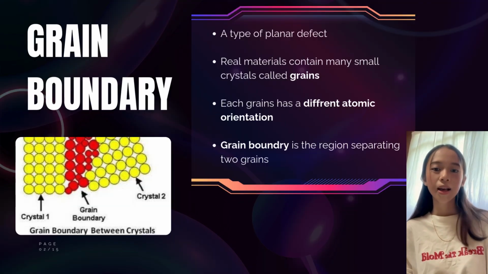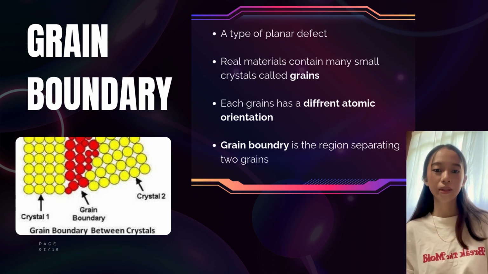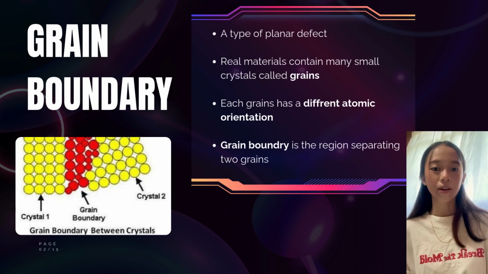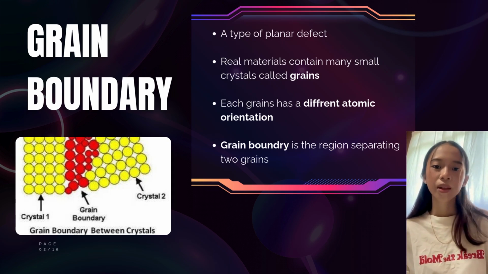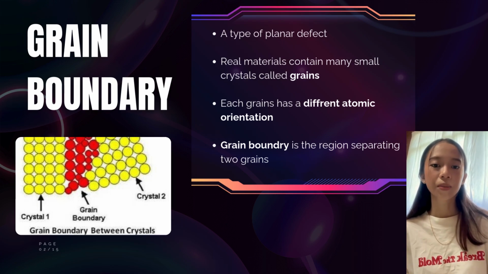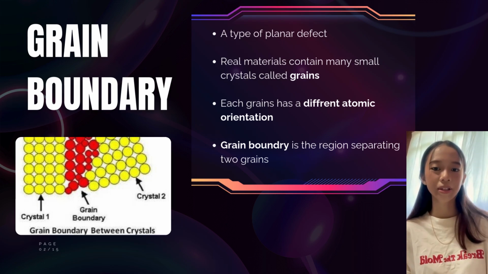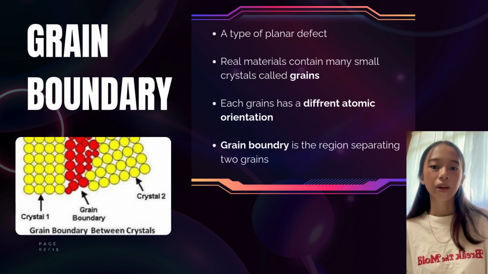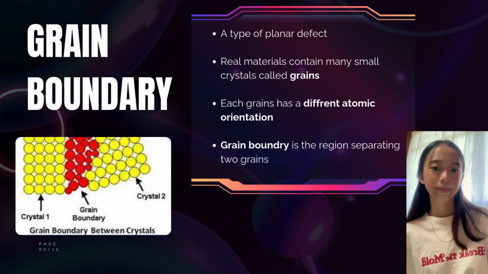I will start first with grain boundaries. Grain boundaries is a type of linear defect. In real materials, crystals are not perfectly single crystal. They are made up of many small regions called grains. Each grain has a different atomic orientation. The grain boundary is the region that separates two grains with different orientation. Because the atomic arrangement at the grain boundary is irregular, this region affects the properties of the materials.